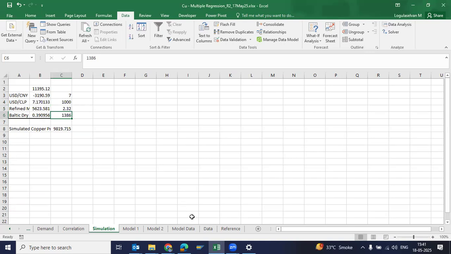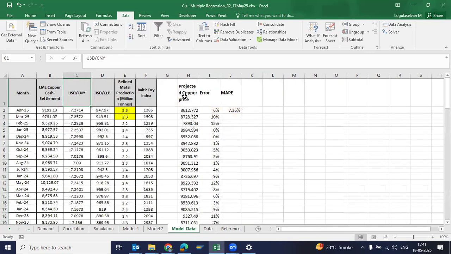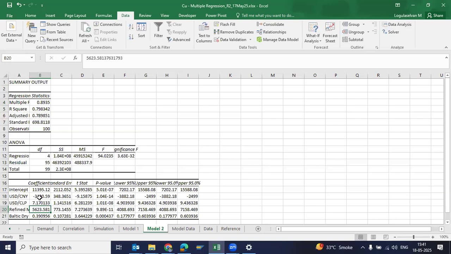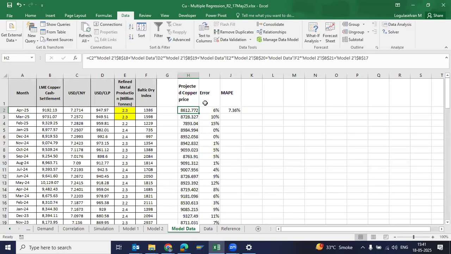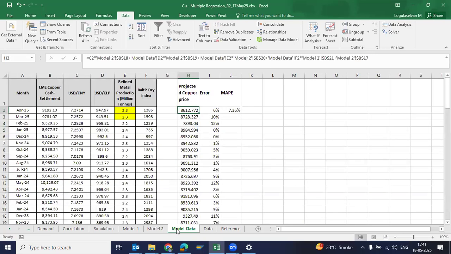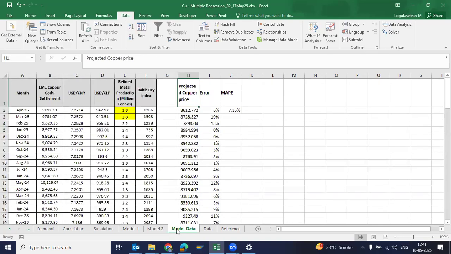Now further, we will find out the error in the data. So we calculate the projected copper price. We take USD CNY and multiply it with the respective coefficient. Similarly, all four factors are multiplied with their respective coefficients. Then finally, the intercept value, which is around 11,000, is also added. Accordingly, all the values are plotted for the projected copper price.